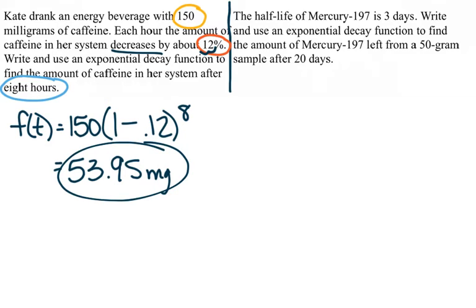Alright. So the half-life of mercury 197, that's just the name of it, is 3 days. Okay. Write and use an exponential decay function to find the amount of mercury-197 left from a 50-gram sample after 20 days. Okay. So these are a little bit different. I don't know if you remember this from Math 1, but we'll see.